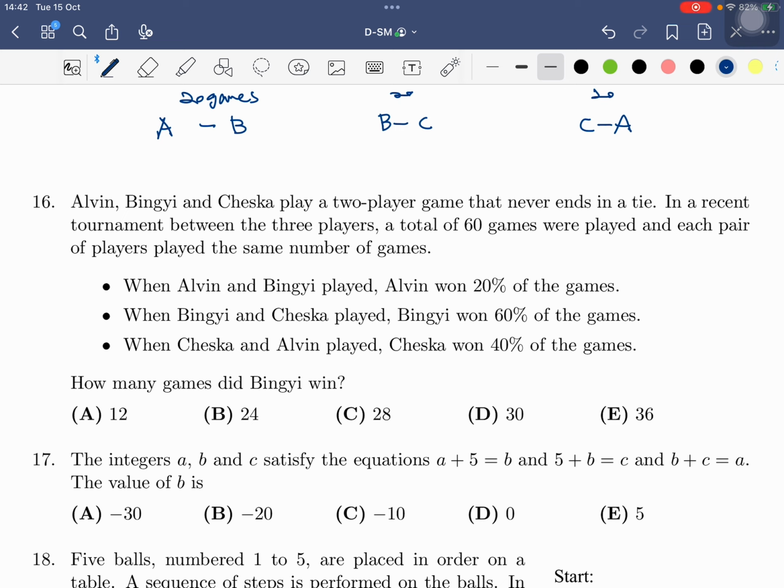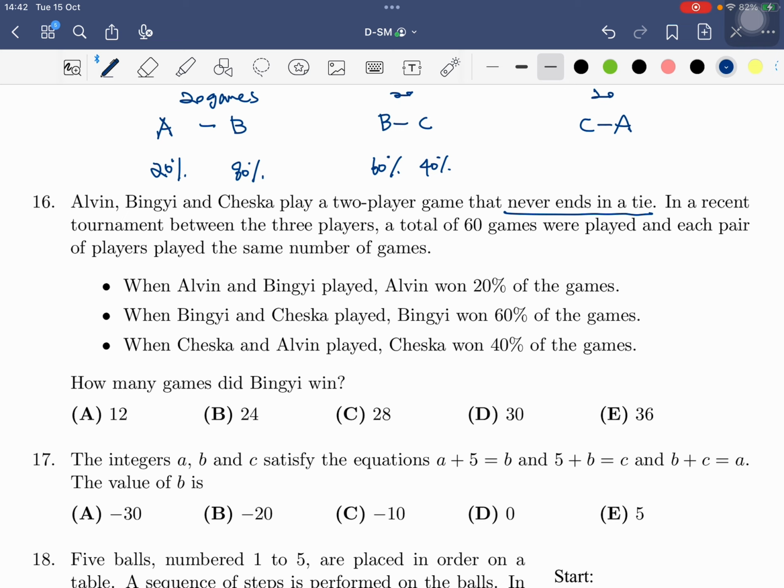Alvin won 20% of the games. So the probability of winning for Alvin for this game is 20%, which is 80% of winning probability for Bingi. And here Bingi has 60% and 40%. Okay, I just got confused. What if they tie? But anyway, there was the condition that they never end in a tie.